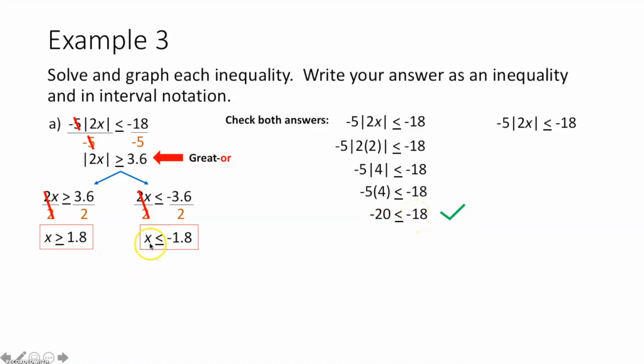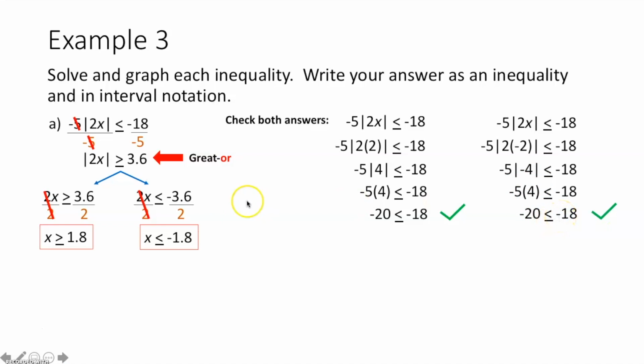Try the other one. Pick a value that is less than or equal to -1.8. How about -2? -2 times 2 is -4. The absolute value of -4 is +4. Then 4 times -5 is going to give you -20. Is -20 less than or equal to -18? Yes, it is. Therefore, both of these check out.